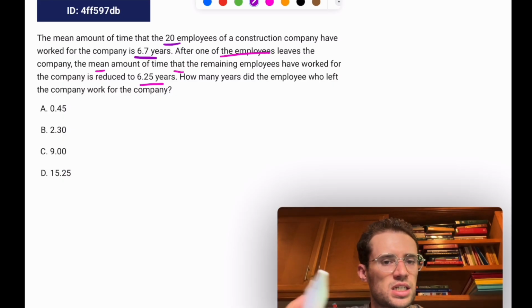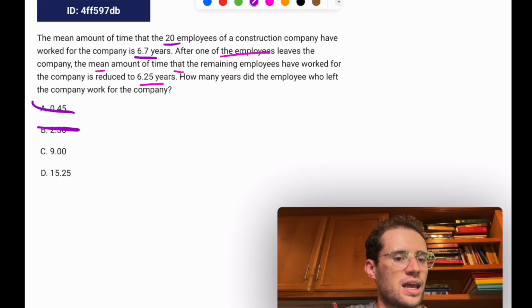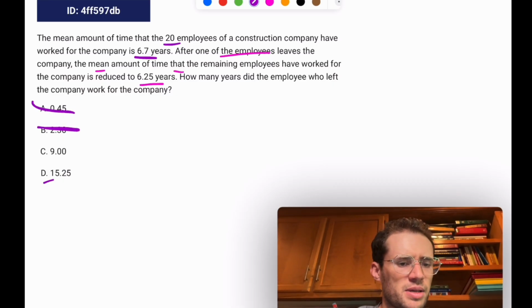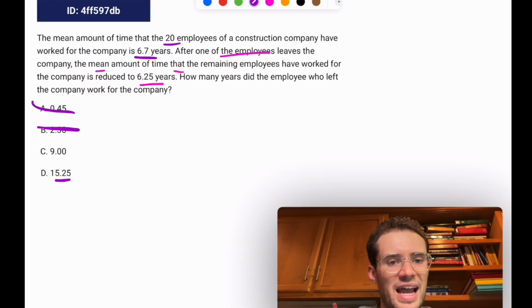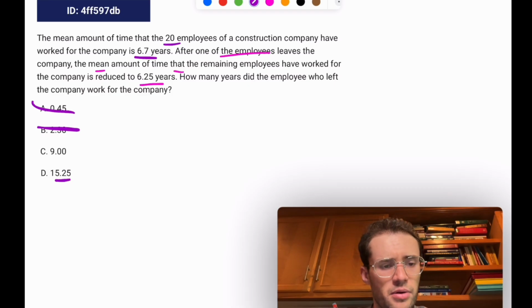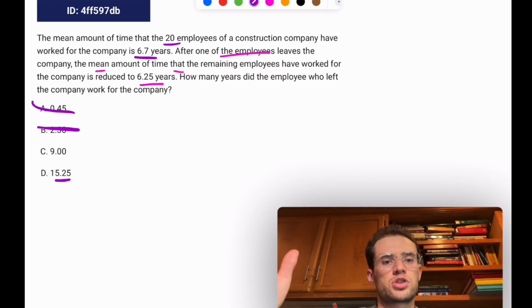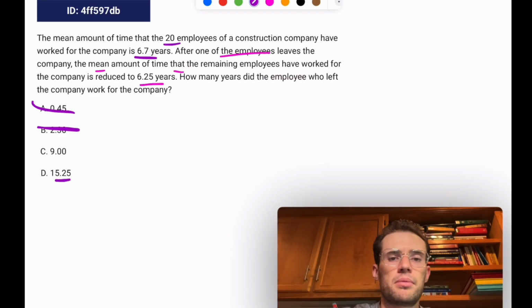We know it's greater than 6.7 though, so we can immediately eliminate A and B. And just looking at it, it looks like it's probably going to be D, because that one is significantly greater, and it needs to be quite a bit greater. 9 is only 2.3 greater? I don't think being 2.3 years greater than that would be enough to bring it up. But that would just be a way you could find it in a rush. It doesn't take too long to do this one anyway, though.